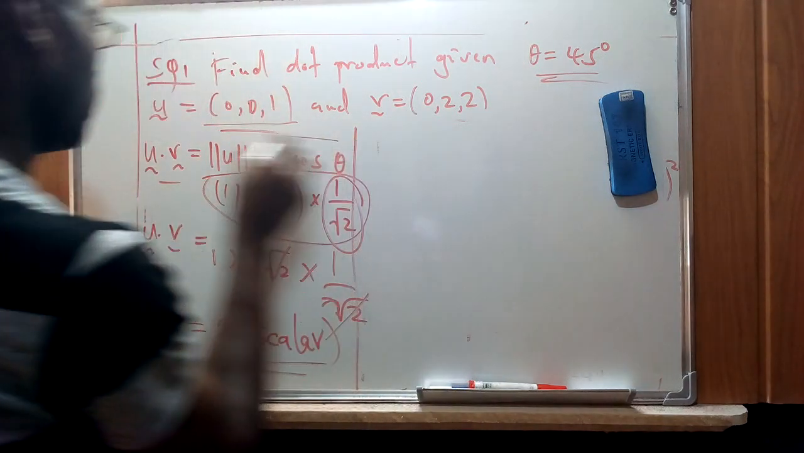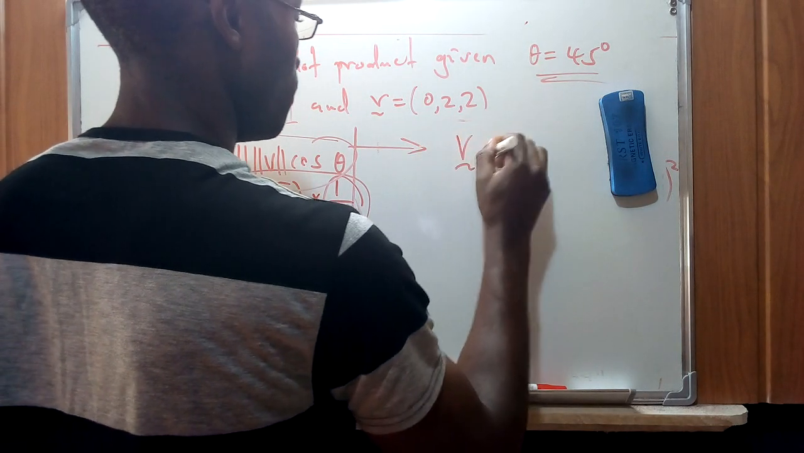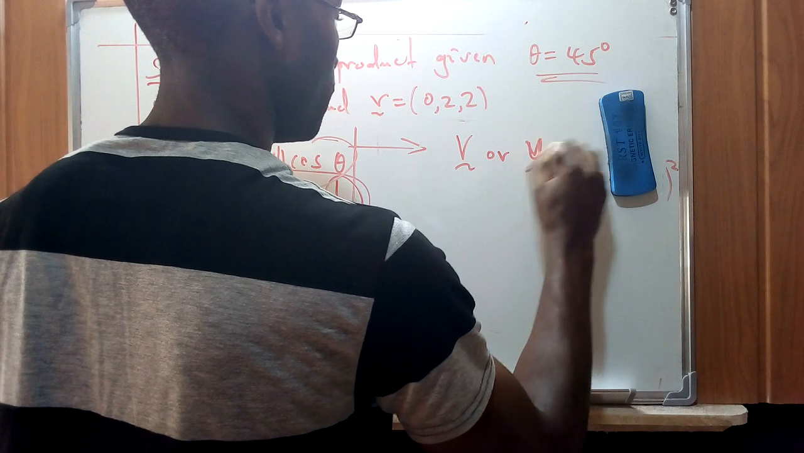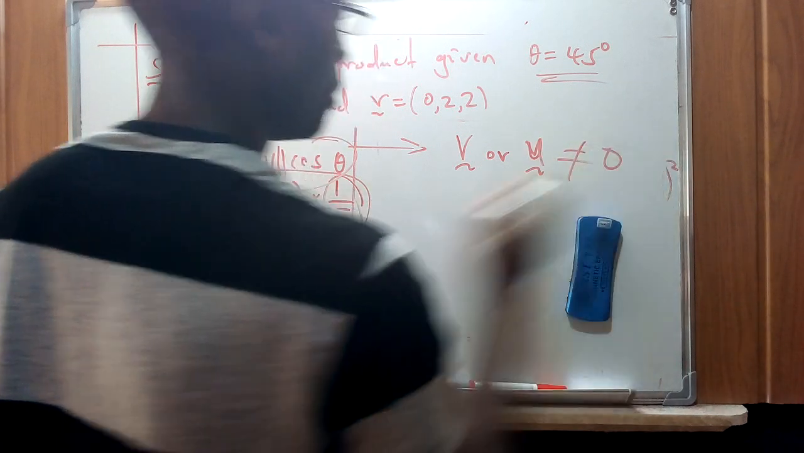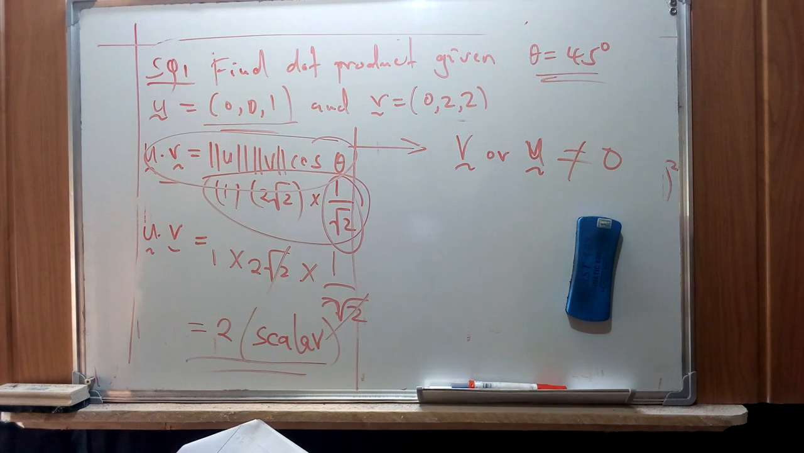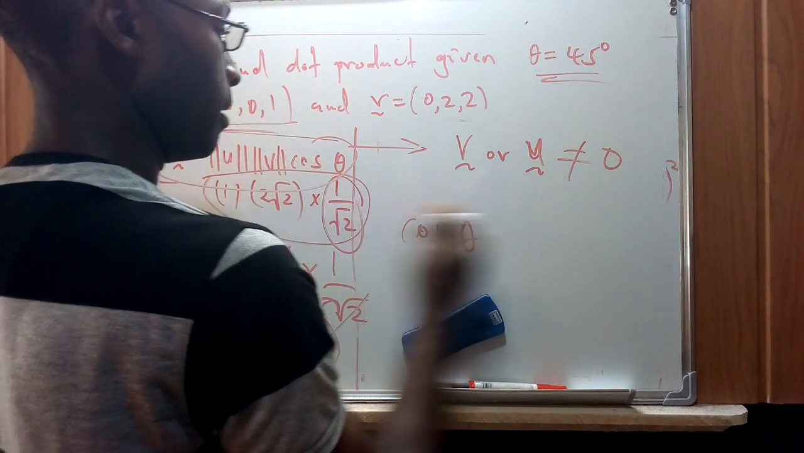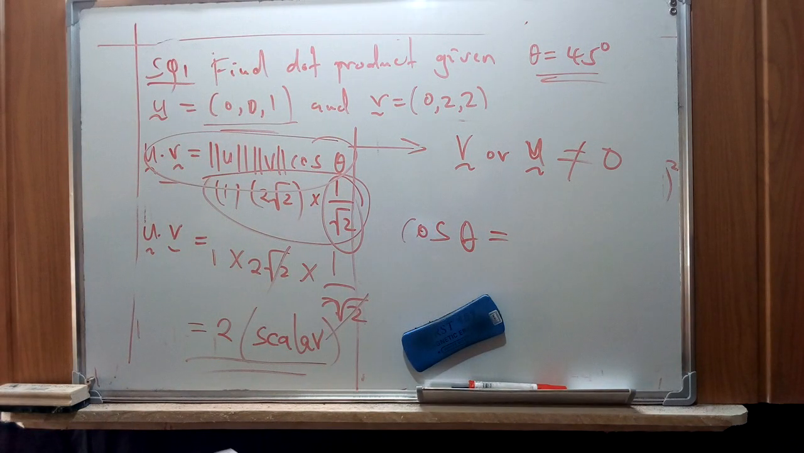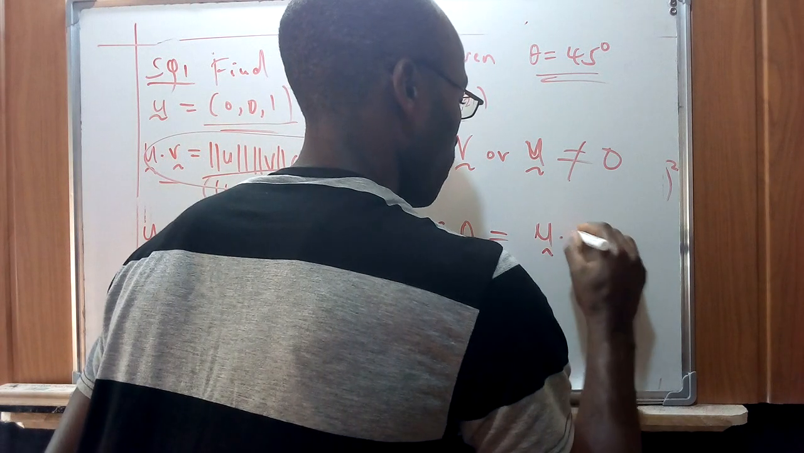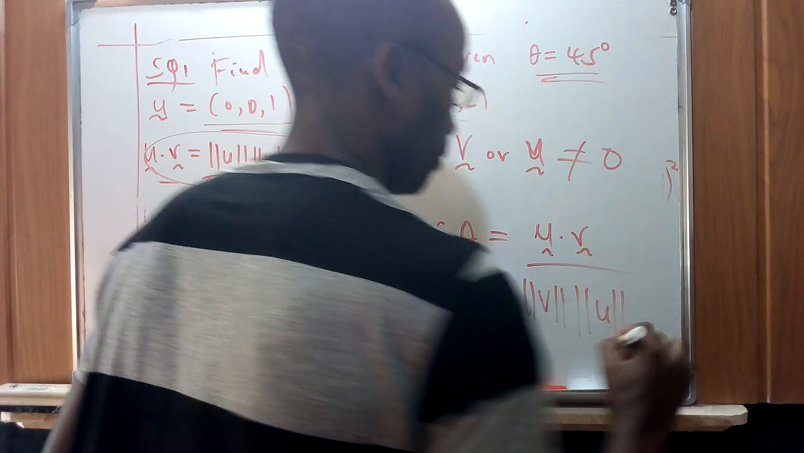So in this case, generally we talked about this particular formula for the dot product, and we gave a condition that so long as the vector V or U are not equal to 0, then this particular formula for the dot product is applicable. So generally we can say from this formula that the cosine of theta can be given as the dot product of vectors V and U all over the norm of V and the norm of U.